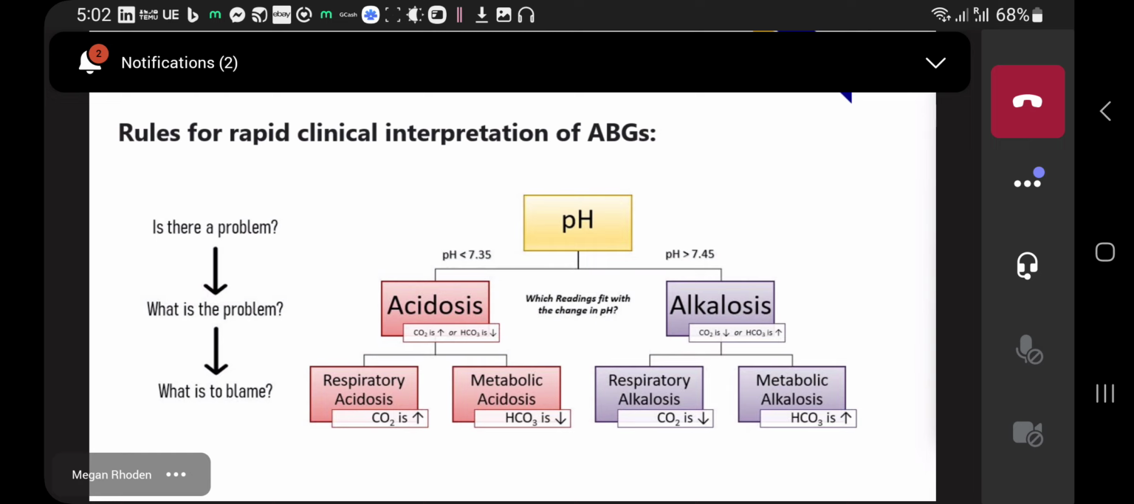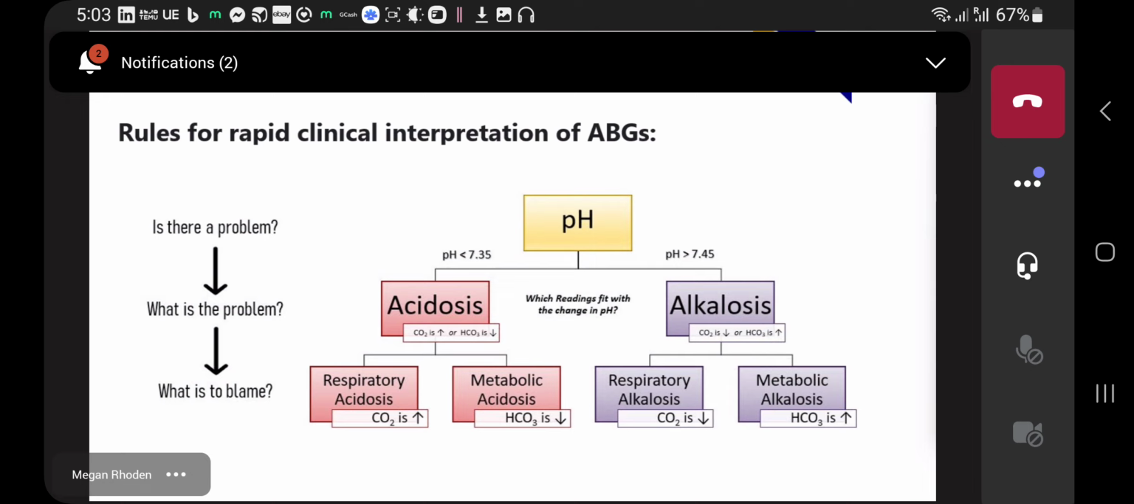So is there a problem? You look at the pH. If it is less than 7.35, it's going to be acidosis. If it's greater than 7.45, it's going to be alkalosis. Then we have to ask, what is the problem? If it's acidosis, we ask ourselves, is the CO2 elevated or is the bicarb decreased? If it's alkalosis, we ask if the CO2 is decreased or if the bicarb is increased.